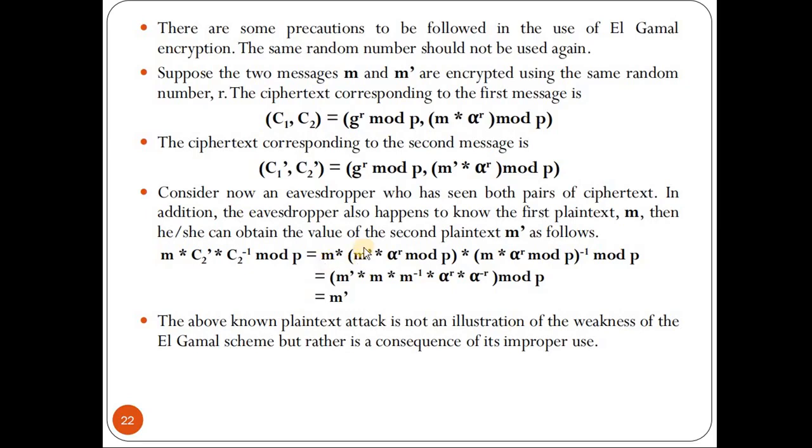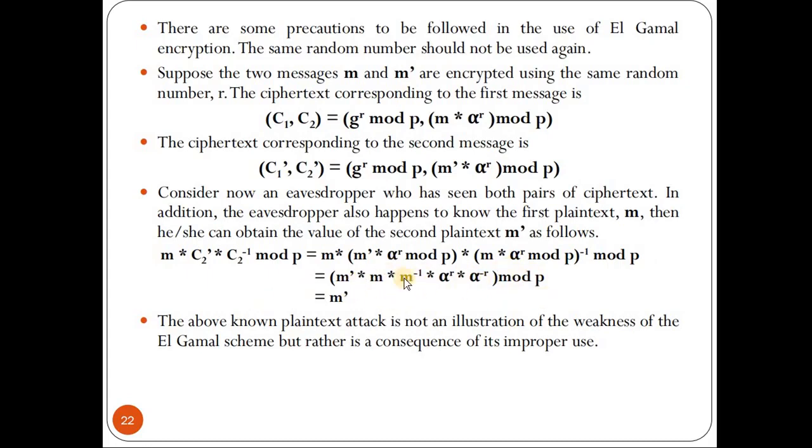Okay, so I'll take everything outside, so it will be M into M dash into alpha R, so alpha R is written here, into M to the power minus 1. Okay, so this will become alpha to the power minus R, because it is whole to the power minus 1, so it will become alpha to the power minus R. So that is written here whole mod P, because every operation involves mod P. I have taken all the first variables and I've kept it together.